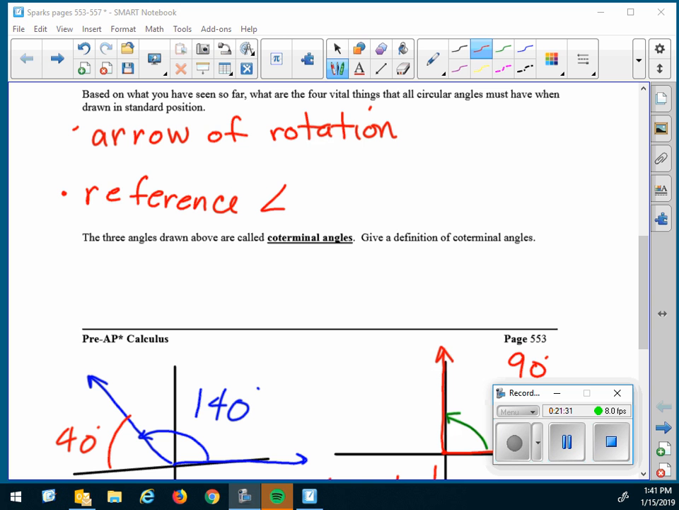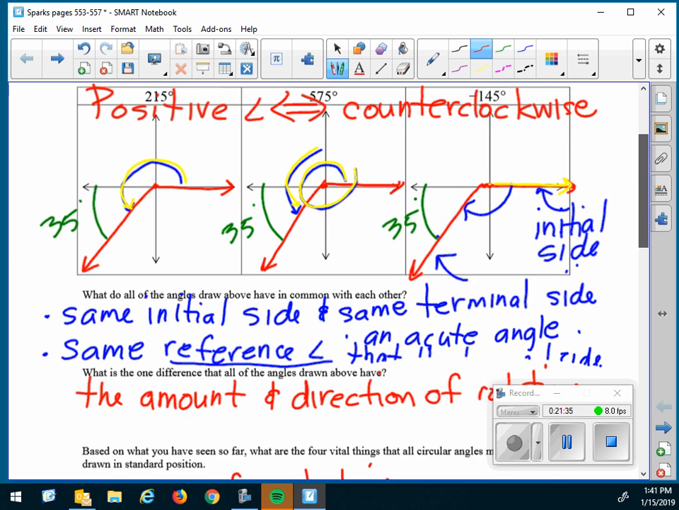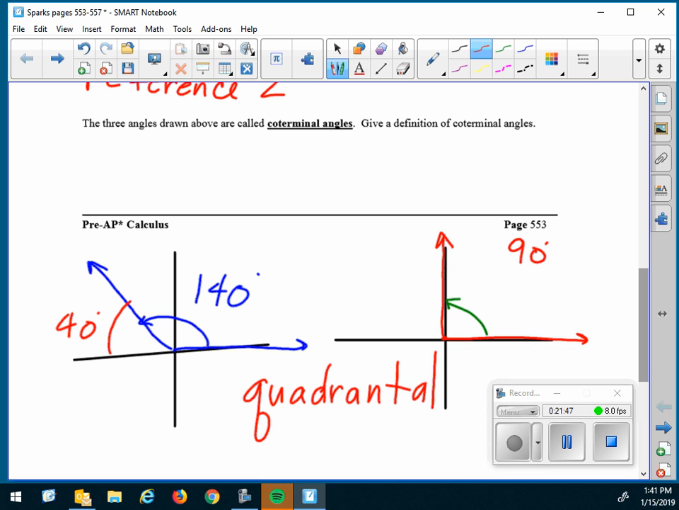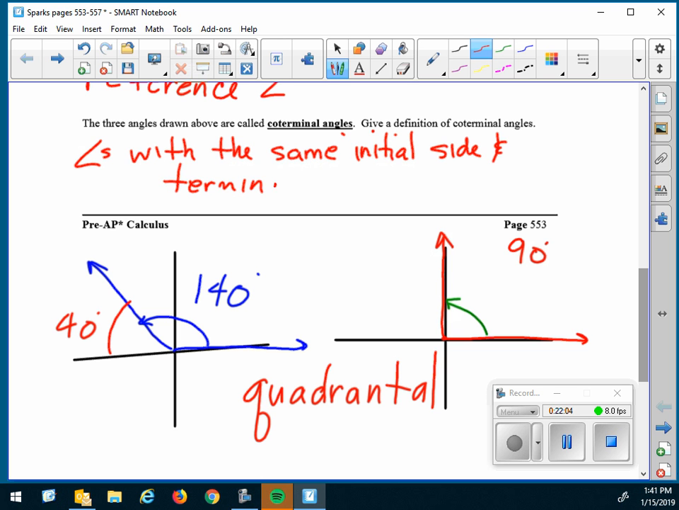Now, we already answered the last one, didn't we? Sure. All three of these angles up here are called coterminal. Coterminal angles have the same initial side and terminal side. So, right down here, definition of coterminal angles: angles with the same initial side and terminal side.